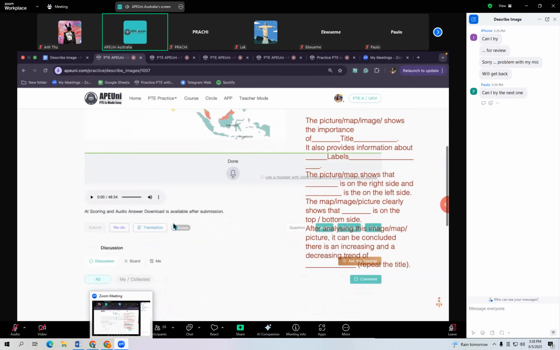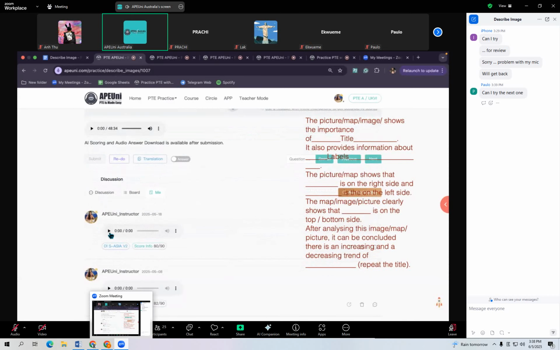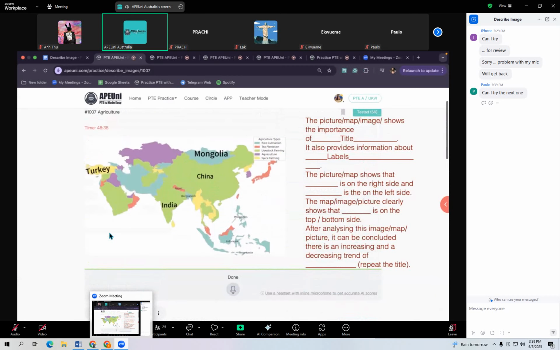I also have the answer I recorded in the last class for this image. Just listen to this right here. The image shows the importance of agriculture types. It also provides information about rice cultivation, tree plantation, livestock farming, aquaculture, and spice farming. The image shows that Turkey and India are on the left side, Philippines and China are on the right side. The image also clearly shows that Mongolia is at the top, Indonesia is at the bottom. After analyzing this image, it can be concluded that there is an increasing and a decreasing trend of agriculture type.